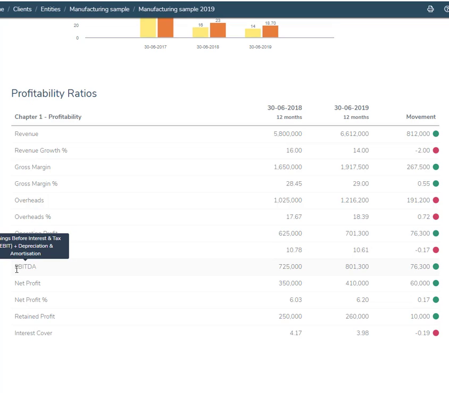EBITDA, so this is earnings before interest, tax, depreciation and amortization. This is basically the number that is used to value the business. Usually we'll take a multiple of that number, usually somewhere between 3 and 5 times that number. The net profit percentage, our retained profit, and then interest cover. So interest clearly as a percentage of sales.